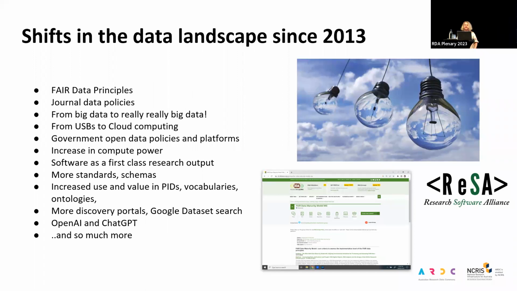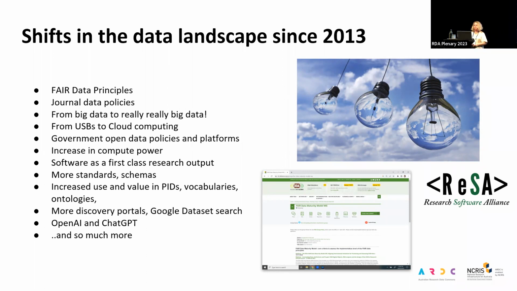And now we're in a landscape where every one of the big publishers actually has a FAIR data policy. We've gone from big data to really, really big data. We've gone from worrying about USBs to worrying about the security of having data in the cloud. We have government open data policies, a huge increase in compute power. We now have the Research Software Alliance, and we are turning to software as a first-class research output. There are more and more standards. ORCID itself was formed around that time, I think it was 2011, and has grown massively, as have other international PID providers.